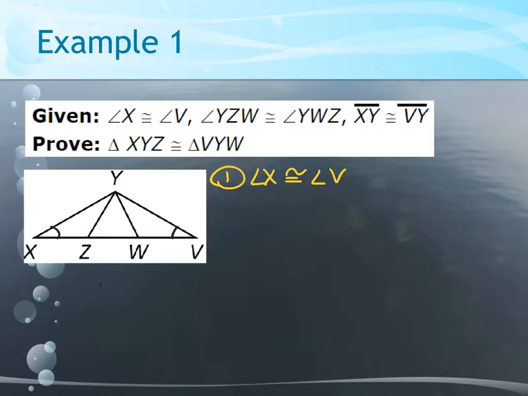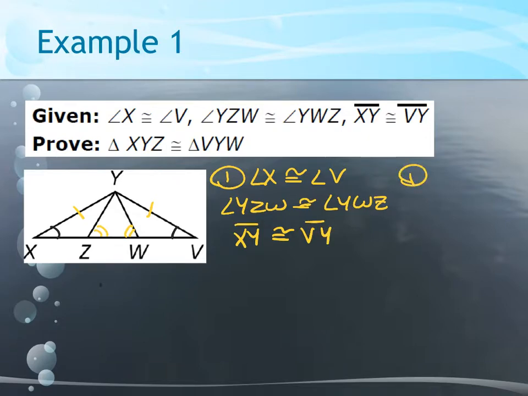And then the next given is angle YZW is congruent to YWZ. So I'll add a congruency mark there. So YZW is here, and YWZ is here. Then the last piece of given is that XY is congruent to VY. And this first reason is given.